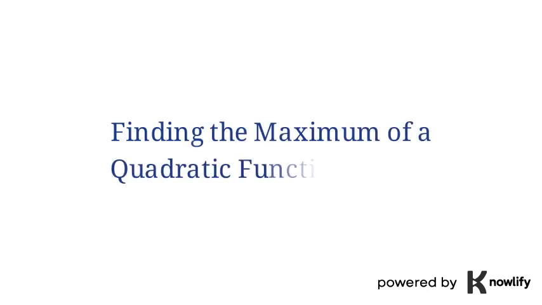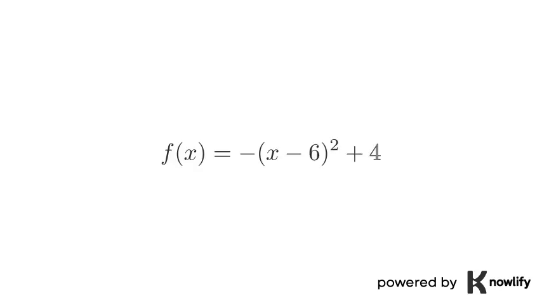Ever wondered how to find the absolute highest point of something, especially when it's described by an equation? Today, we're diving into the fascinating world of quadratic functions to uncover their peak. Our challenge is to find the maximum value of x for the function f of x equals negative (x minus 6) squared plus 4.